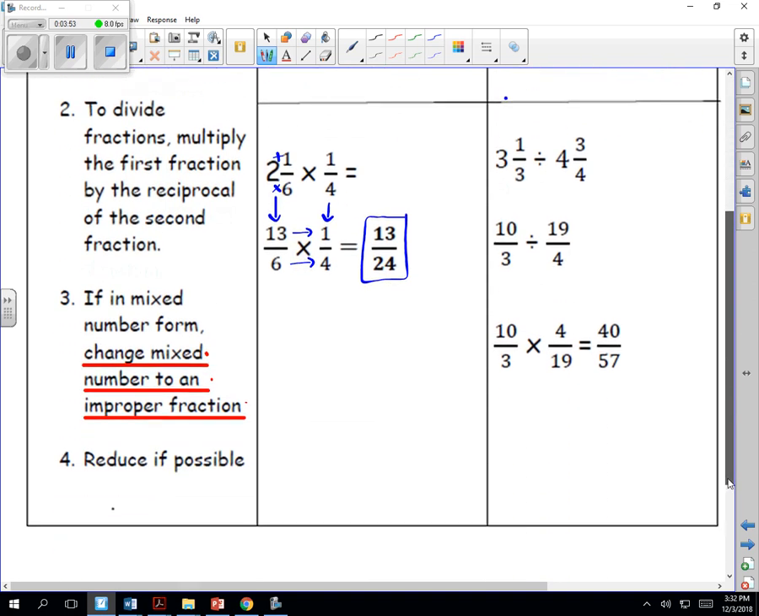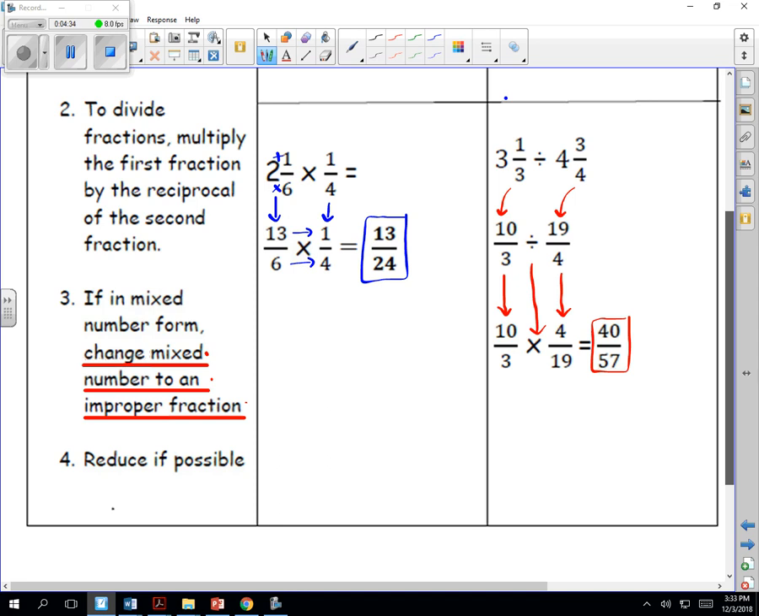What if we have 2 mixed numbers? It really doesn't change much. We still are going to change from a mixed number to an improper fraction. And then we have to change that from a division problem to a multiplication problem. How are we going to do that? We are going to keep the first fraction, switch the signs, and flip the second fraction. And then we can multiply straight across. 10 times 4 is 40, 19 times 3 is 57, and that is our final answer.